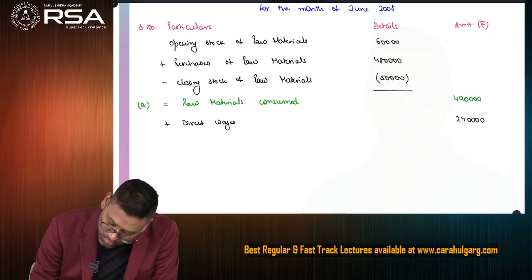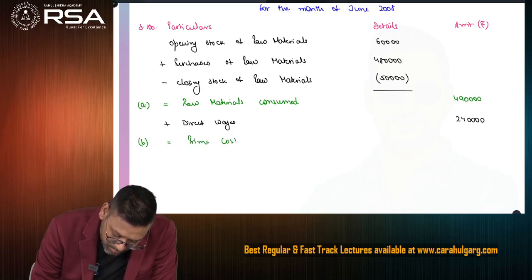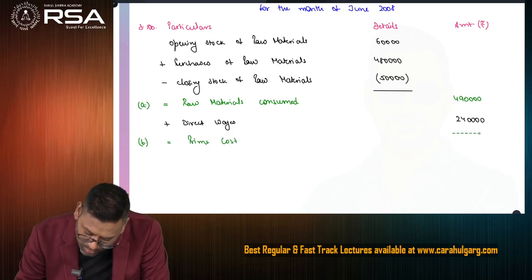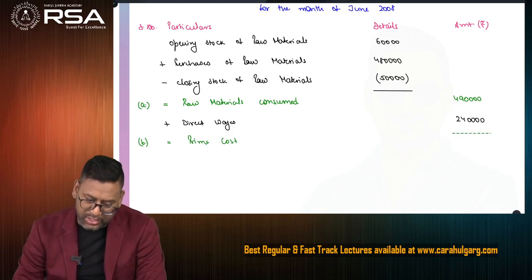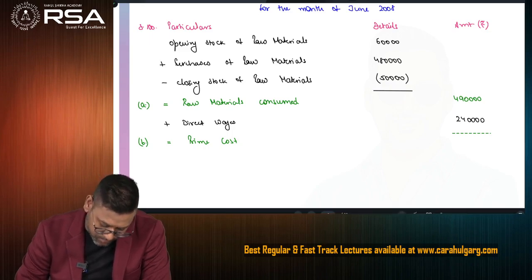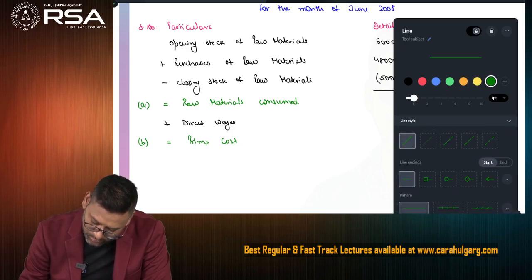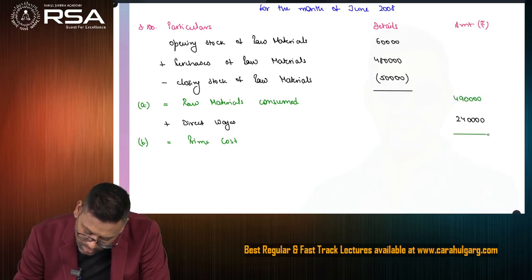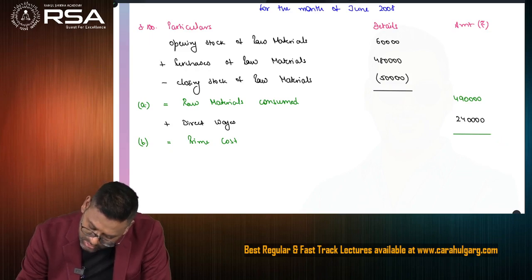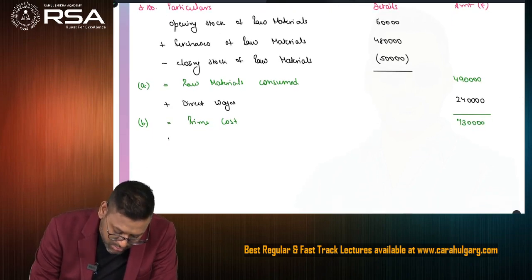Okay. So you add up these two and you get B point as asked by the question, prime cost. So when you add up these two, 490 plus 240, you get 7,30,000. After that, the question has given you factory overheads. We shall add it.